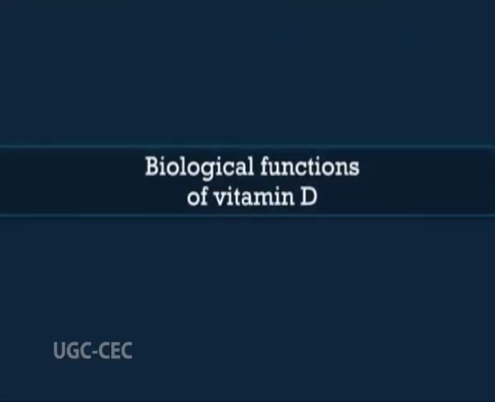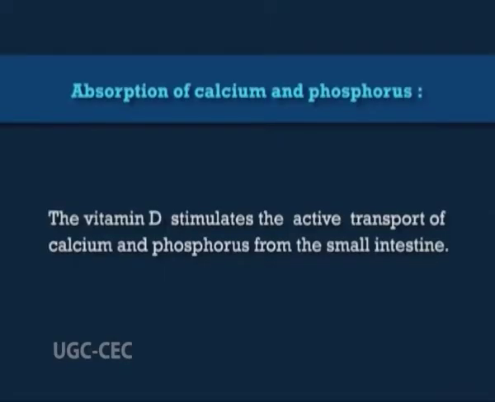Biological functions of vitamin D. Absorption of calcium and phosphorus. Vitamin D stimulates the active transport of calcium and phosphorus from the small intestine. Without the presence of vitamin D, formation of strong and rigid bone is not possible.